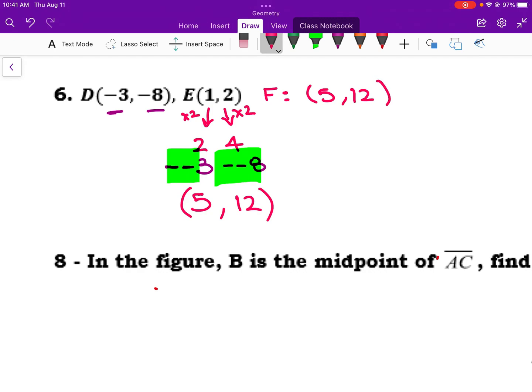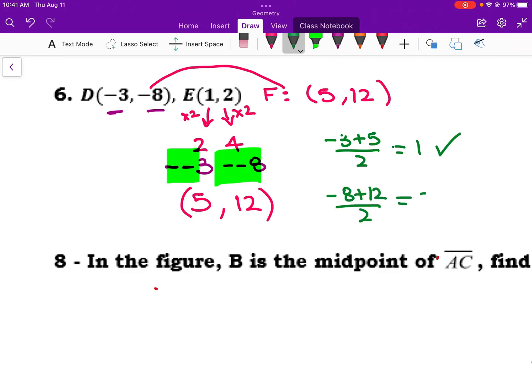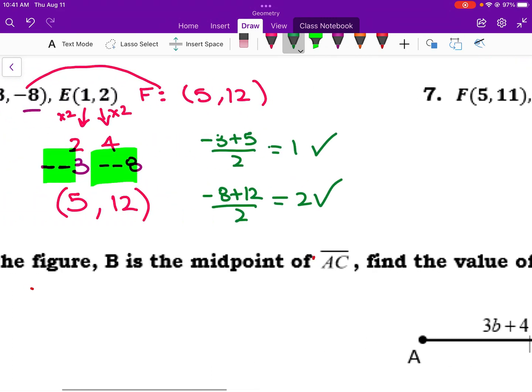Remember, we can always check our work by doing the midpoint formula on D and F, just to make sure it checks off. So -3 plus 5 divided by 2, that is 1. Boom, that checks off. And then -8 plus 12 divided by 2, that's 2. Boom, that checks off. So the final answer: this was the missing endpoint F.